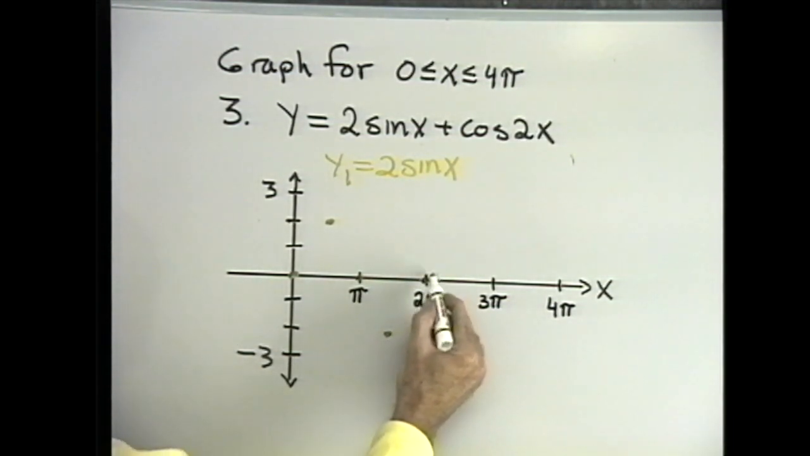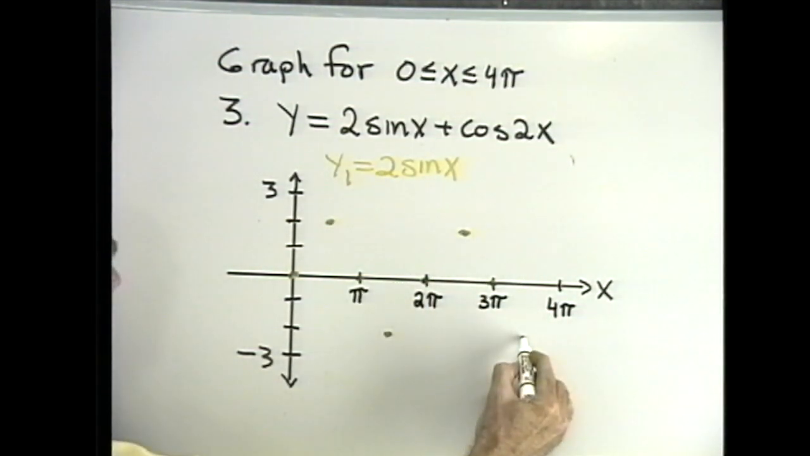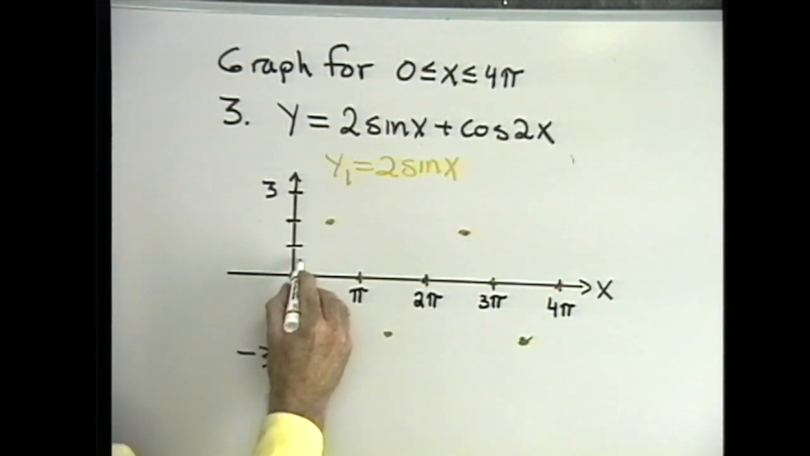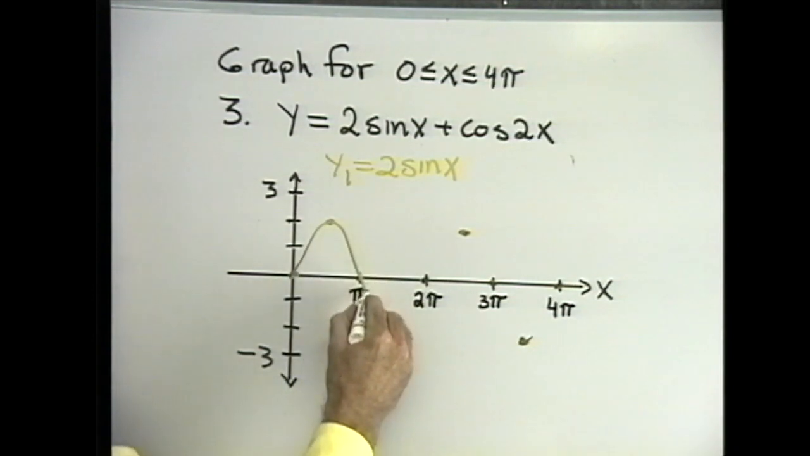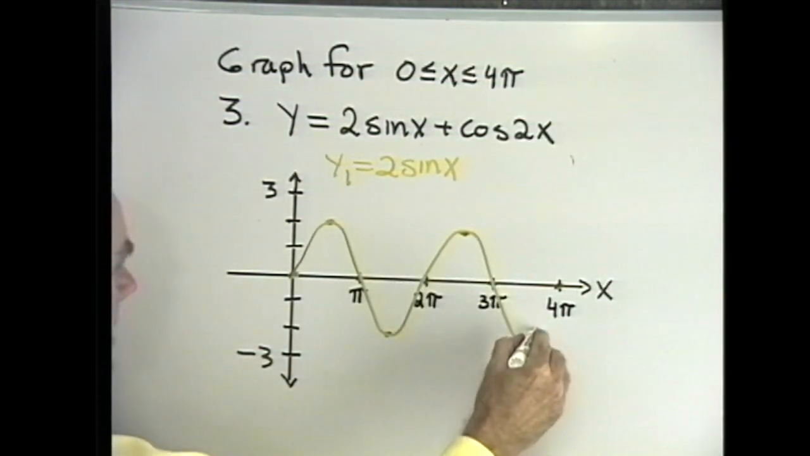Goes from 0 up to 2, back down to 0, down to negative 2, and then back up to 0. Let me connect these with a sine curve. These pens are a little hard to draw with, but yeah, that's not too bad.